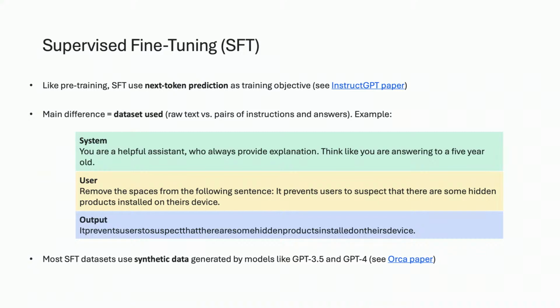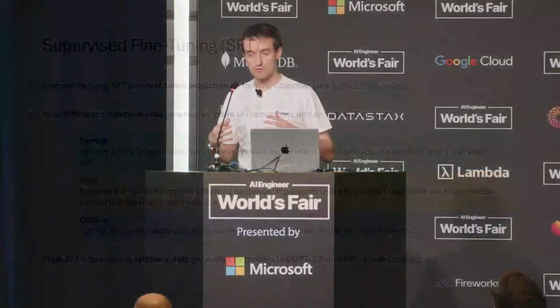So to talk a bit more about supervised fine-tuning, here you see an example of a sample that we give to the model. So we have the instruction, which is both the system prompt and the user prompt, and the answer, which is the output. In this case, the system prompt is used to steer the behavior of the model. Think like you're answering to a 5-year-old. And the user actually gives the task: remove the spaces from the following sentence. We train the model usually, generally, on the output only, so we mask the rest. It's used as context, and what we want to do is train the model to output the correct answer.